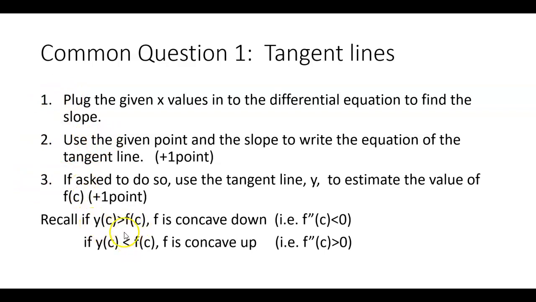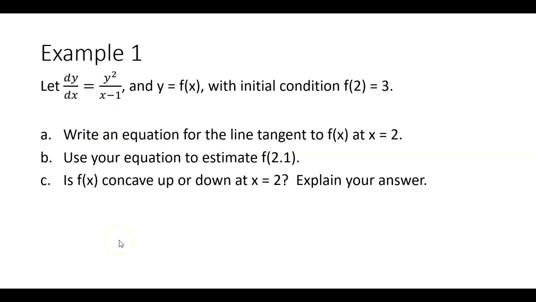Another thing to be aware of is the fact that if your tangent line approximation is greater than your function, that means your function's concave down, or the second derivative is negative. Or if your tangent line approximation is less than your function, that would mean your function's concave up, which means your second derivative is greater than 0. And we'll kind of see some examples of that in a minute. Now, this might seem like, what the heck are you saying? Hopefully, after the example, these things will make a little bit more sense. I just want you guys to have some notes to look at. So let's go ahead and take a look at an example here.